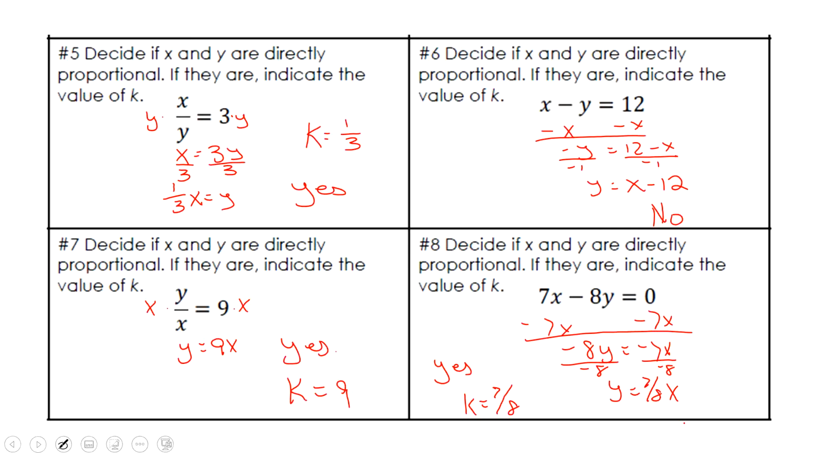Number 6, subtracted x from both sides, then divided by -1. I'm left with y equals x minus 12. It's not just kx, it's minus a number, so that's no. They are not directly proportional.